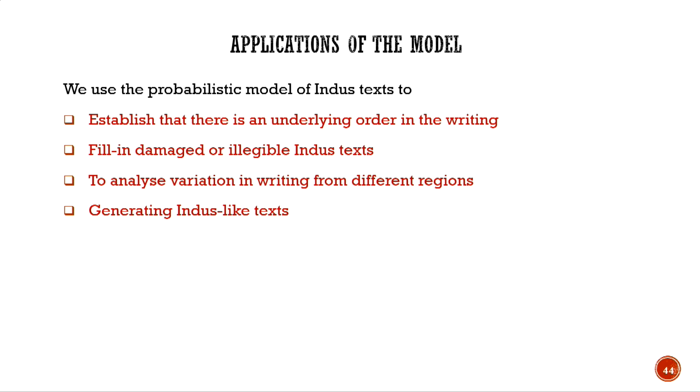We can also use this model to fill in damaged or illegible Indus text that we see in the corpus. Sometimes the person who was creating the corpus could not identify the sign, but read it and put some kind of marking. We can confirm whether the reading was correct using this model, and I'll show you how we can go about that. We can even analyze variation in writing from different regions using likelihood studies, and we can generate Indus-like text based on this model.